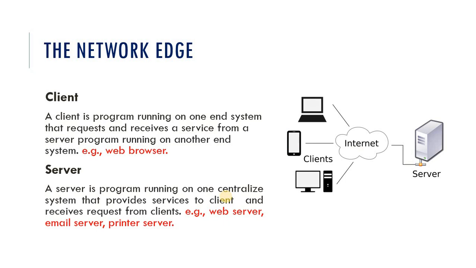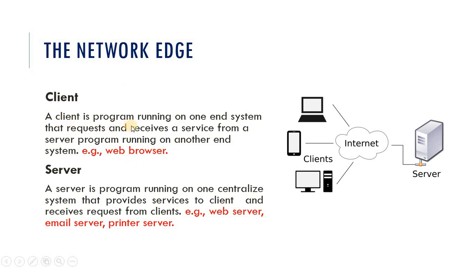The next terms are client and server. The client is a program running on the end system that requests and receives a service from a server program running on another end system. For example, our web browser. Suppose I want to find information about one topic, the first thing I do is go to Google, type that topic and find some information about it. So we are searching topics on the web browser. Here the web browser becomes the client.